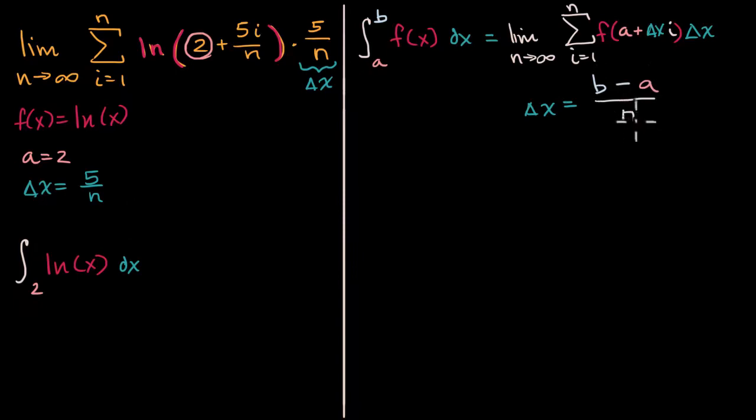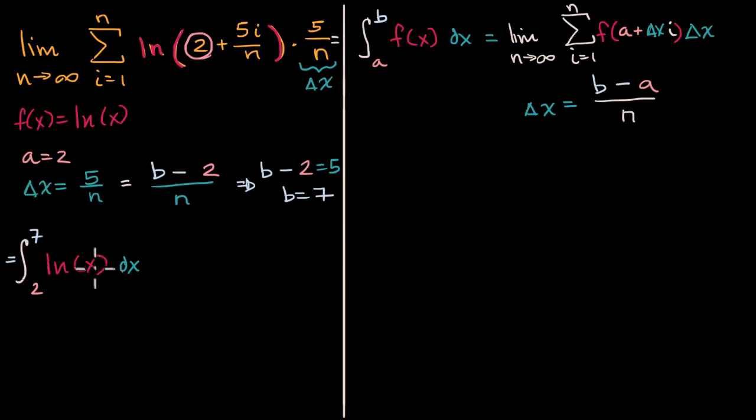And so you can pattern match here. If delta x is equal to b minus a over n, let me write this down. So this is going to be equal to b minus our a, which is 2, all of that over n. So b minus 2 is equal to 5, which would make b equal to 7. b is equal to 7. So there you have it. We have our original limit, our Riemann limit, or limit of our Riemann sum, being rewritten as a definite integral.